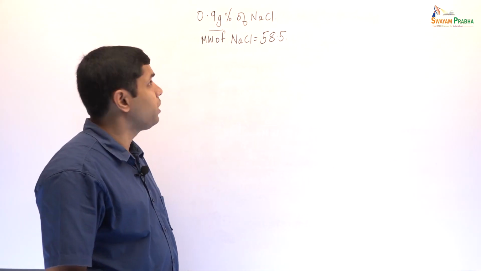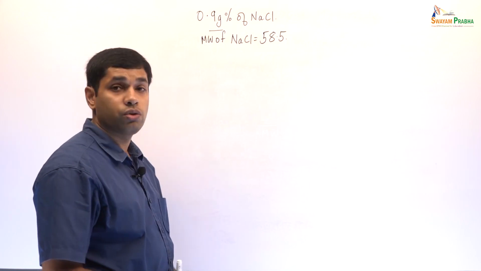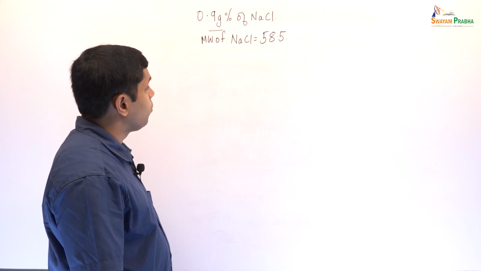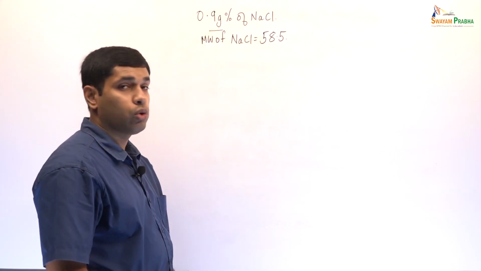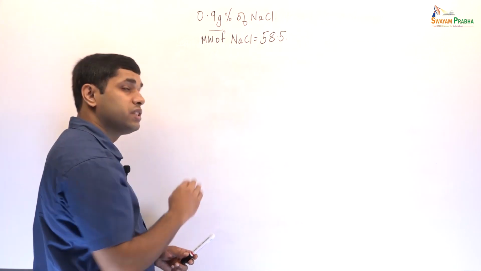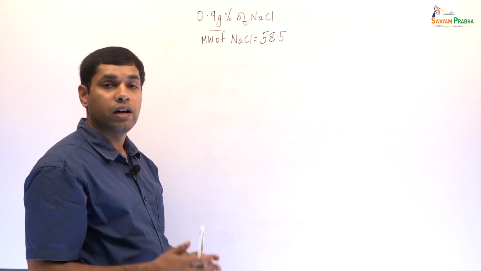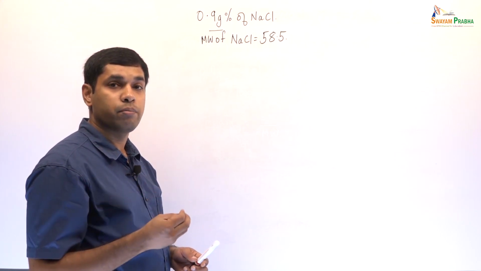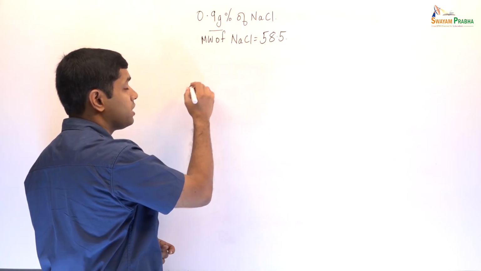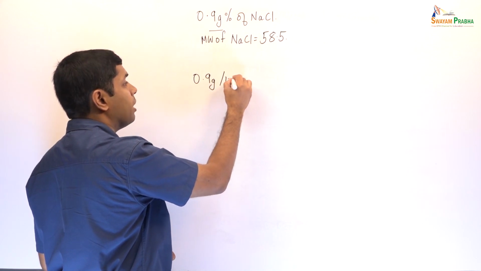So in this problem, we have been given a 0.9% solution of sodium chloride and we've been asked to find its osmolarity. We've also been given that the molecular weight of sodium chloride is 58.5. Now what do we mean by a percentage solution? When we talk about a percentage solution, we mean how much solute is there per 100 ml of the solvent. So a 0.9% solution means 0.9 grams per 100 ml.